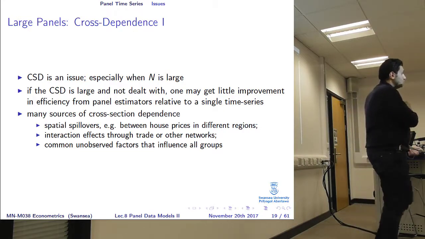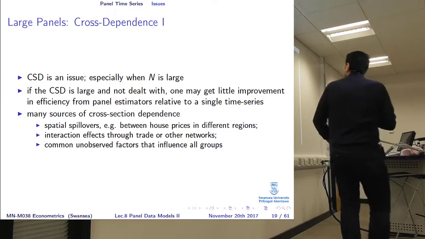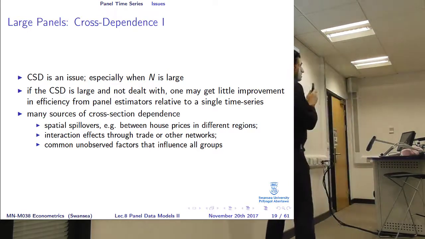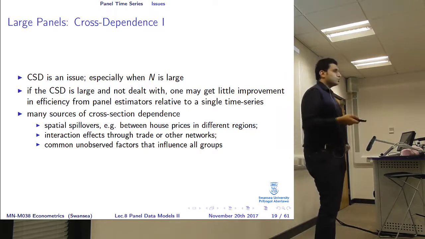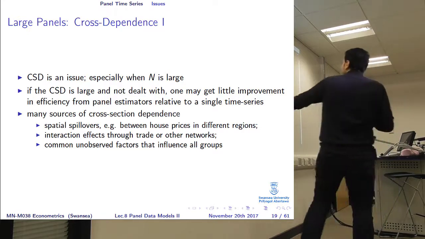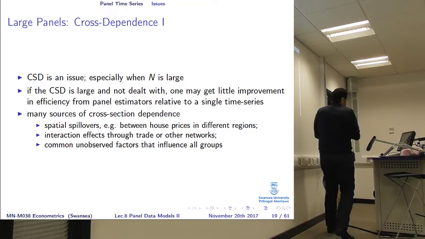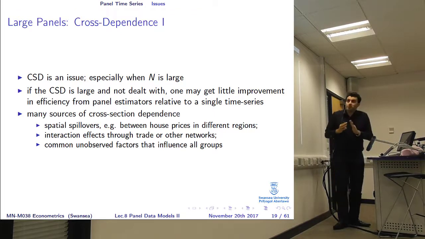This is something we'll deal with today with an example. We're going to follow an example today about how we would test for panel unit root and panel cointegration. But another issue that we need to consider with panel data, with large panels, is cross dependence.